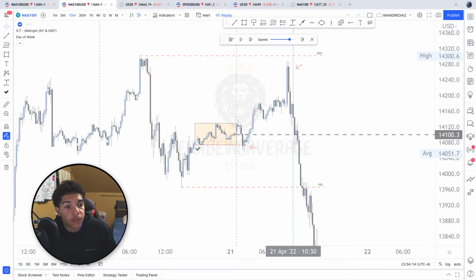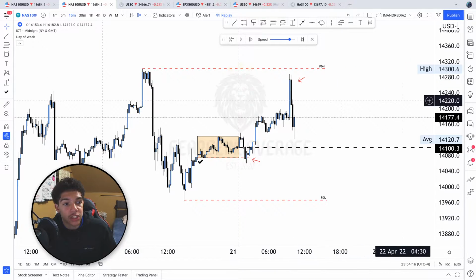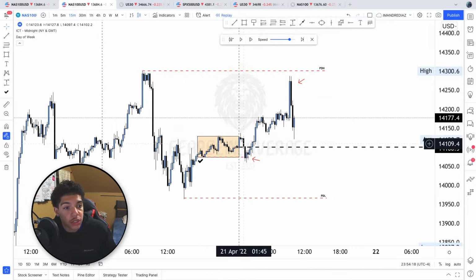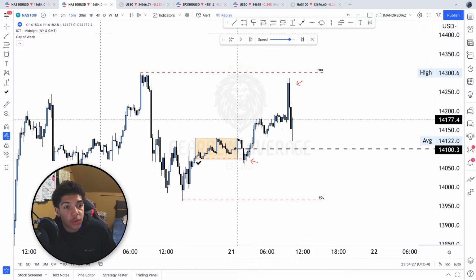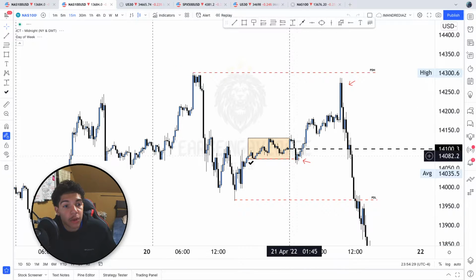So right in here, I personally thought we were going to have a continuation move after price retraced into this bullish order block. We reacted. Also retraced into the Asian session high, and we cleared these lows. So I personally thought we were going to continue bullishly, and I thought this was going to be our low of the day. But as you can see, that is not what happened.